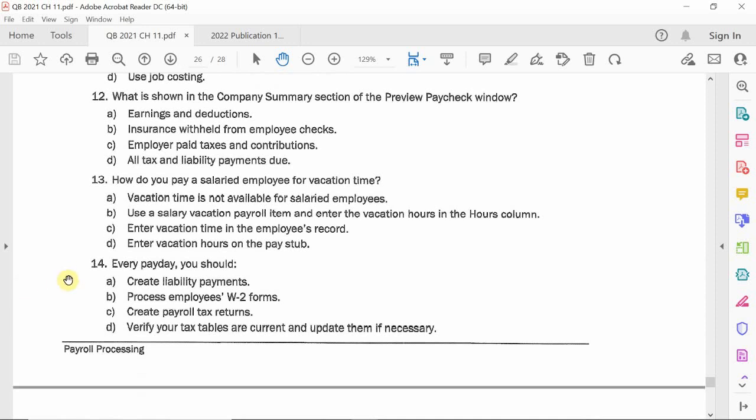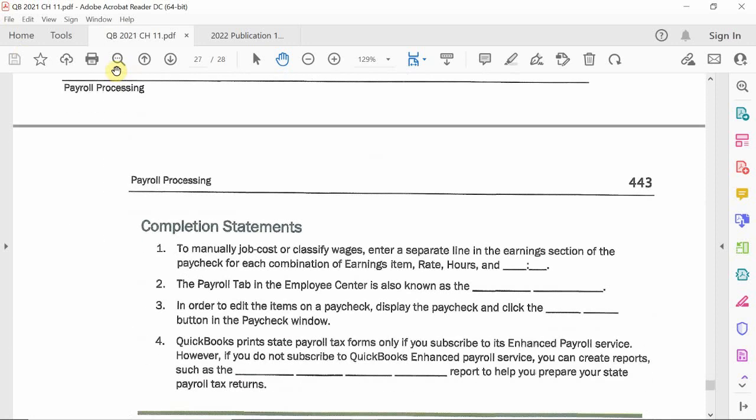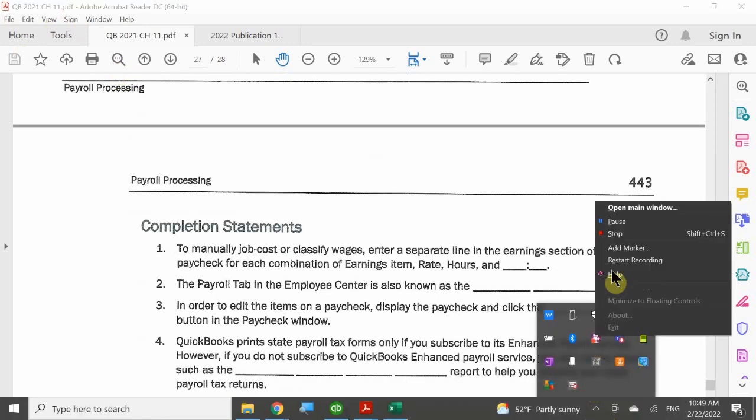Okay. And then last question of the day, question 14 says, every payday you should D. Verify that your tax tables are correct and update them if necessary. Okay. All right. Good job, everybody. So that was chapter 11. Tomorrow is going to be chapter 14.